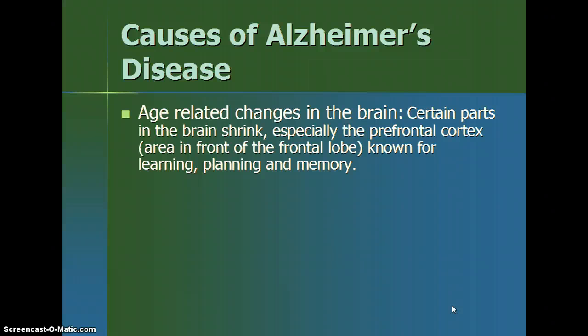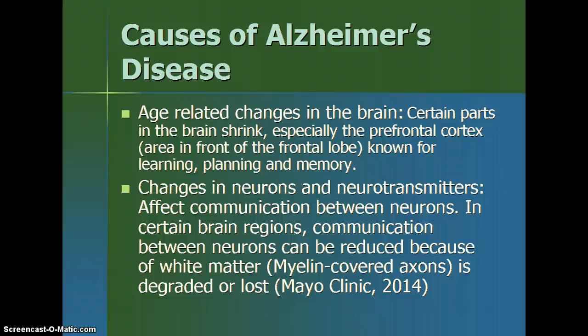Some of the causes of Alzheimer's disease are age-related changes in the brain. Certain parts of the brain shrink, especially the prefrontal cortex. This is the area in front of the frontal lobe, known for learning, planning, and memory. Changes in neurons and neurotransmitters affect communication between neurons. In certain brain regions, communication between the neurons can be reduced because of white matter, which is myelin-covered axons, that is degraded or lost.